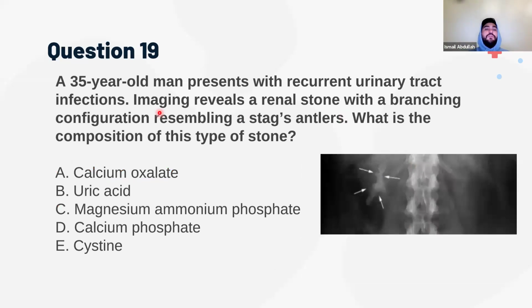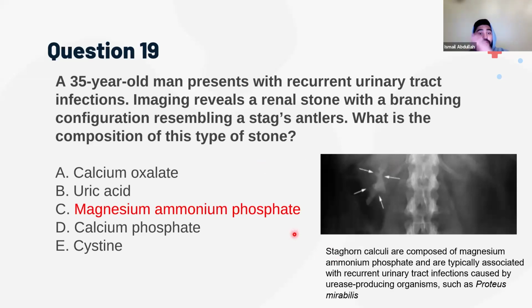Okay, so a 35-year-old man presents with a recurrent urinary tract infection. Imaging reveals a renal stone with a branching configuration resembling a stag's antler. What is the composition of this type of stone? Yeah, so this is staghorn calculi. Okay, perfect. Cool. So the answer is going to be C, correct?